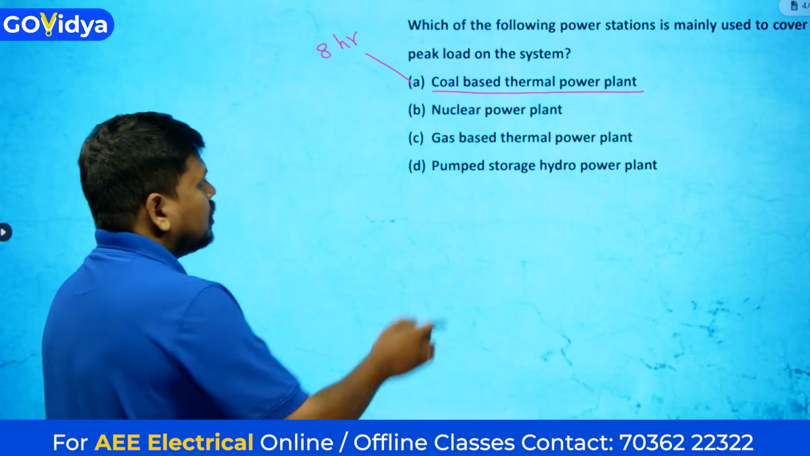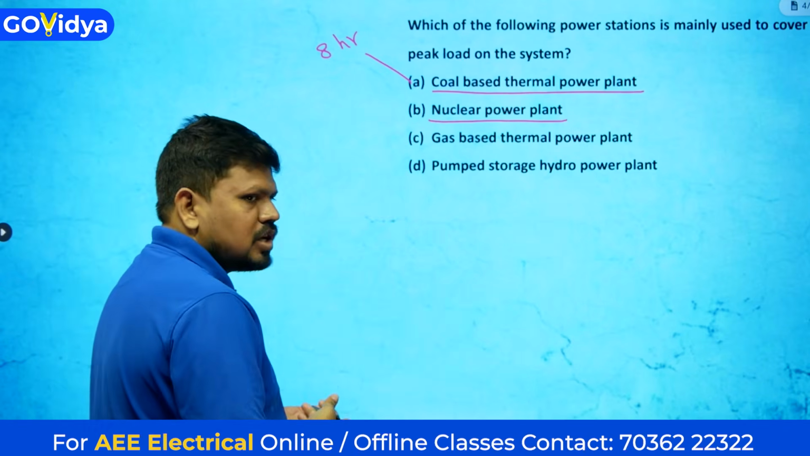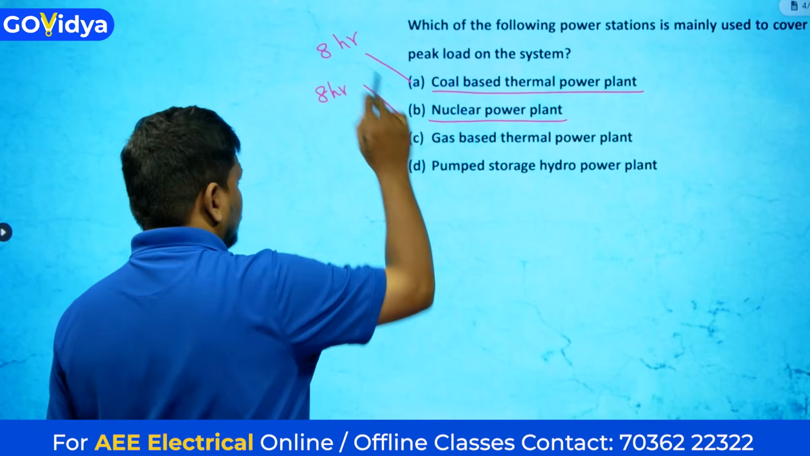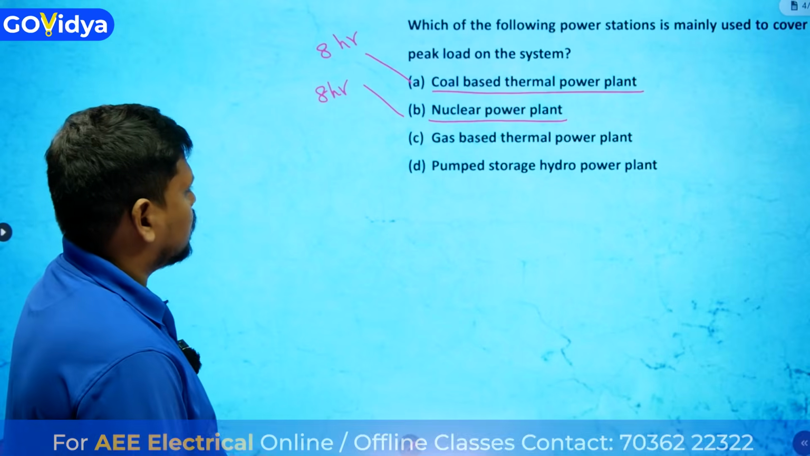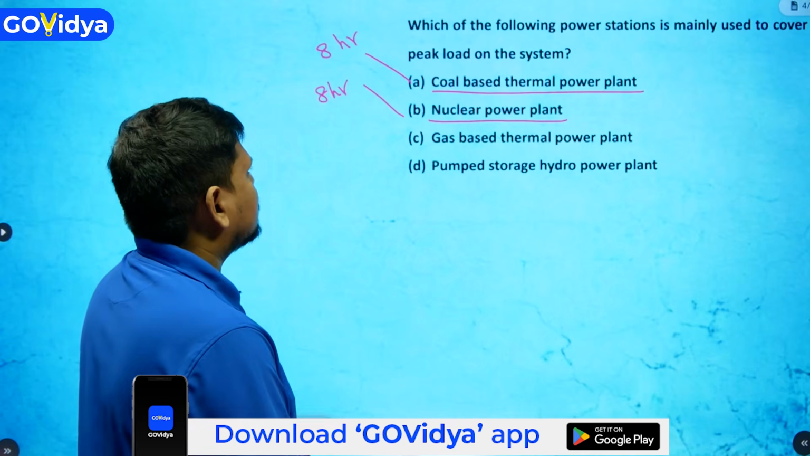Okay, so next, nuclear power plant. Here also we need to build steam, so it will also take around 8 hours. There are advancements in this one also, so we can reduce this 8 hours to 6 hours. But at present, you consider it as 8 hours.